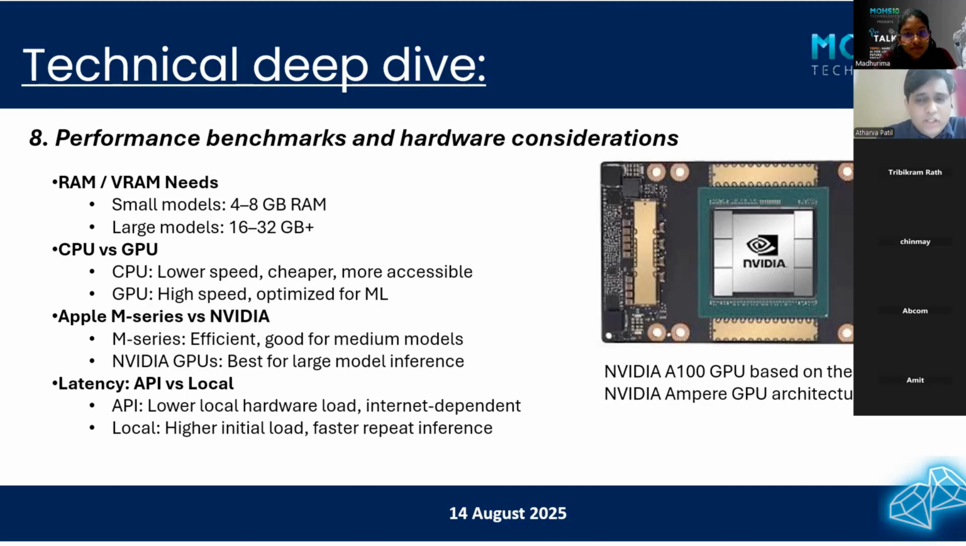And for computation on your local host, if you have a GPU, it can be very fast and efficient for OLLAMA. Apple M series and NVIDIA are the suppliers. The M series is efficient, good for medium models. NVIDIA GPUs are the best in business right now, best for large model inference. So latency, as we talked about, when you're using an API.